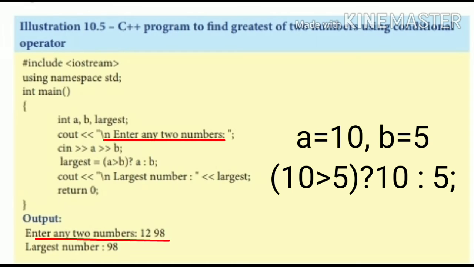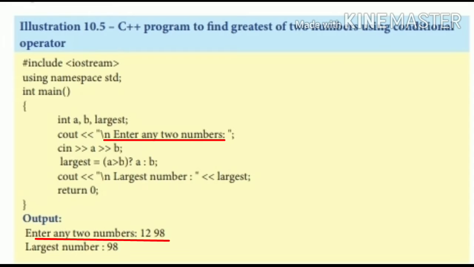In this example, the given values of the two numbers are 12 and 98. Here which one is largest? Check the condition, that is 12 greater than 98. The condition is either true or false. The condition is false, so the statement after the colon is executed. So b is executed, the b value is 98. So the largest number is 98. That is the output of this program.